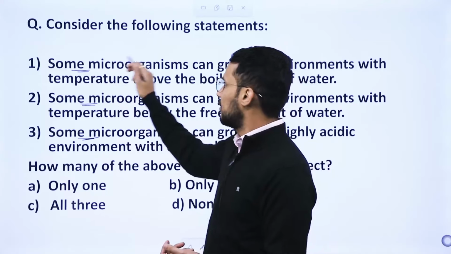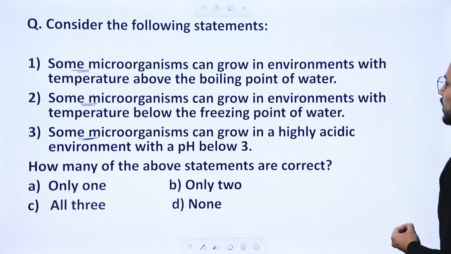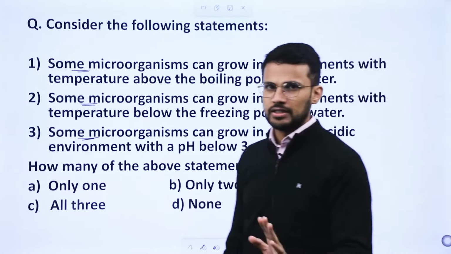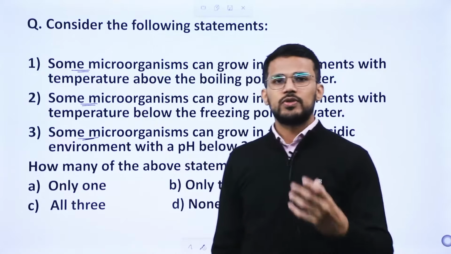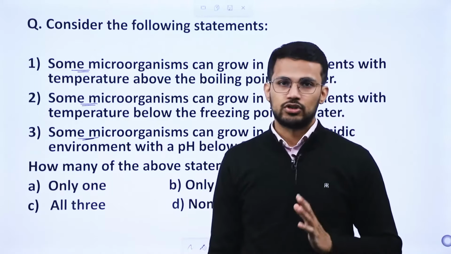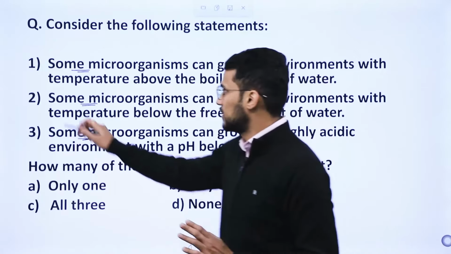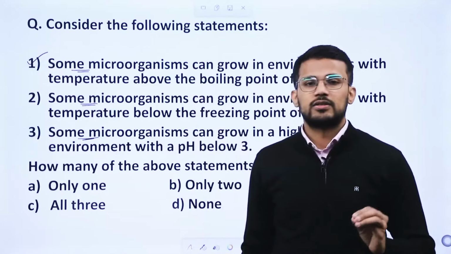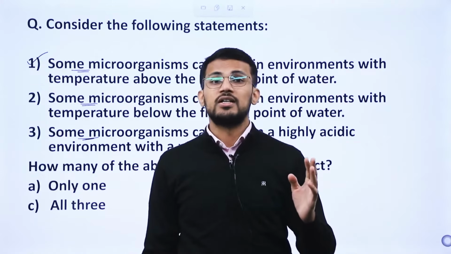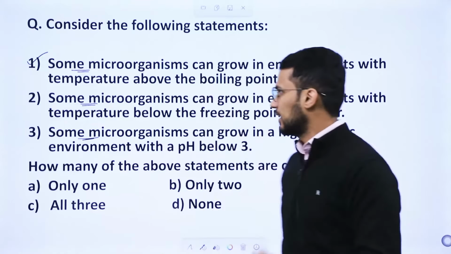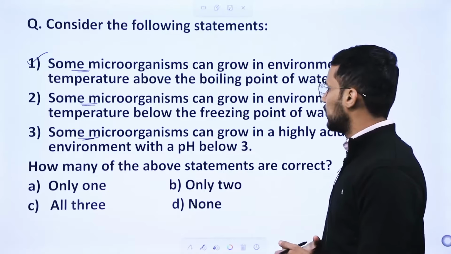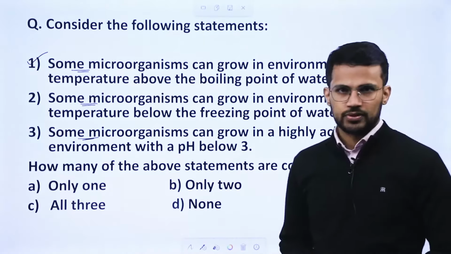So, first, some microorganisms can grow in environments with temperature above the boiling point of water, right. So, it is a possibility that there would be certain microorganisms which would be able to grow even above the boiling point temperature of water, and that is why the first statement is correct. These microorganisms that can grow above the boiling point of water are called thermophiles. First is correct.